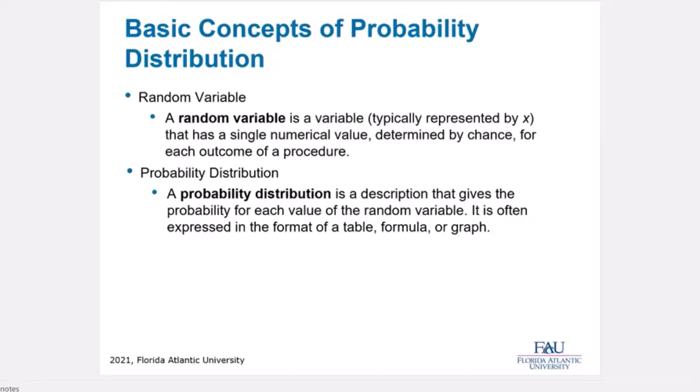The basic concepts. What is a random variable? A random variable is a variable typically represented by x that has a single numeric value. Here's the important thing: a single numeric value. And then the probability distribution is a description that gives the probability for each value of a random variable. We can express it as a table, formulas, which we've seen and not really used much of, or a graph.